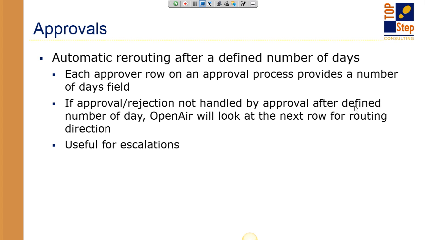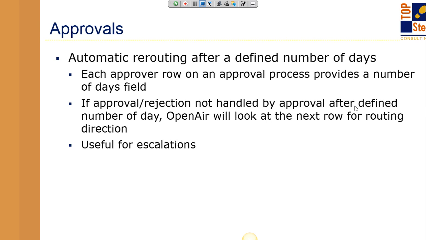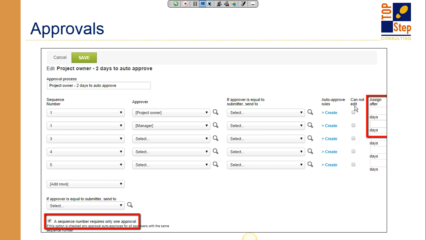So here's what an approval process looks like today. You'll notice in this example, I have two approvers, both meta values, one project owner and one the manager. Now in this case, they're both ones. What does that mean? It means they are both equals in the approval process.